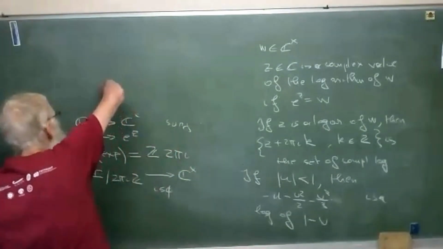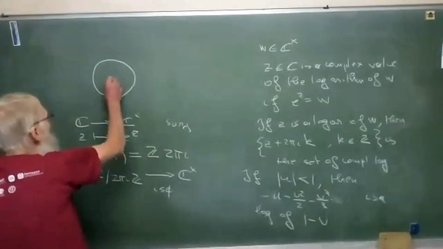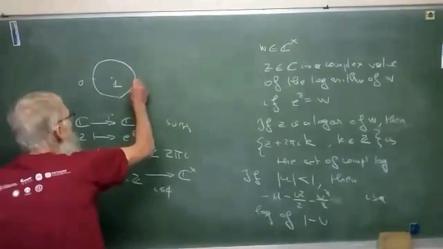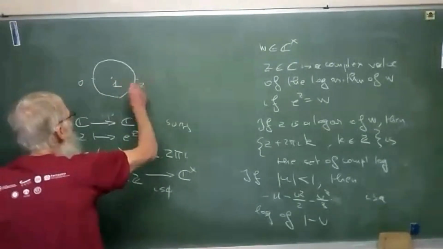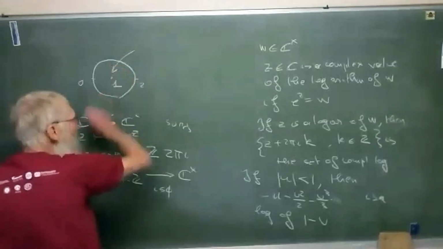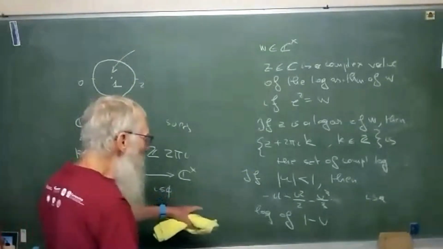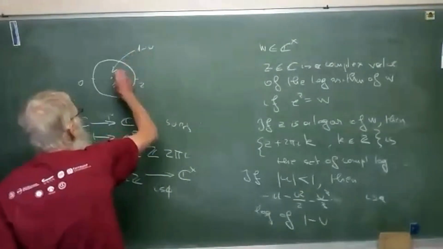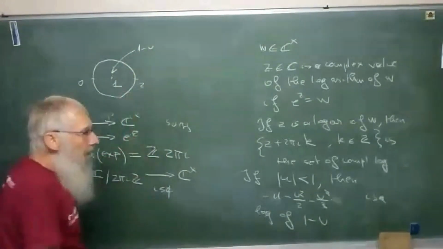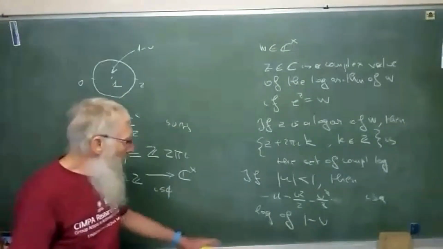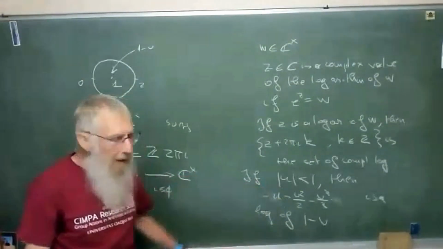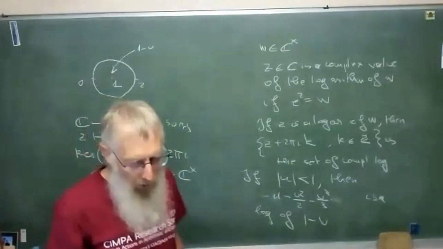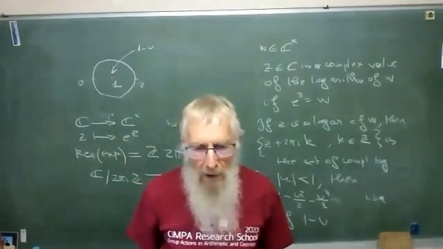So if you want a picture, we have the point 1, which is here. Here we have 0. Here we have 2. And here we have the point 1 plus u, which is in this disk. U is close to 0, with modulus less than 1. And so in this region, we have the principal value of the logarithm.